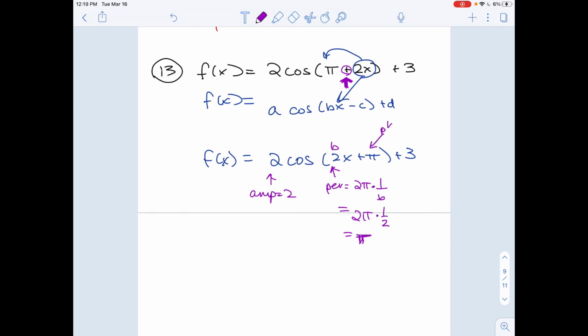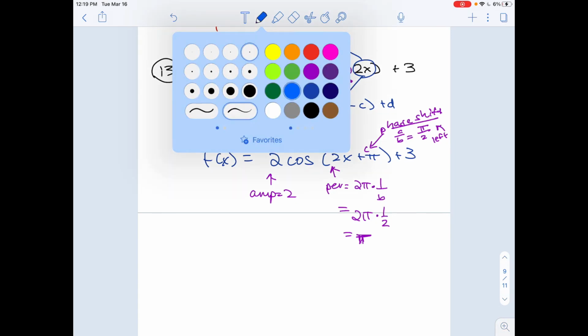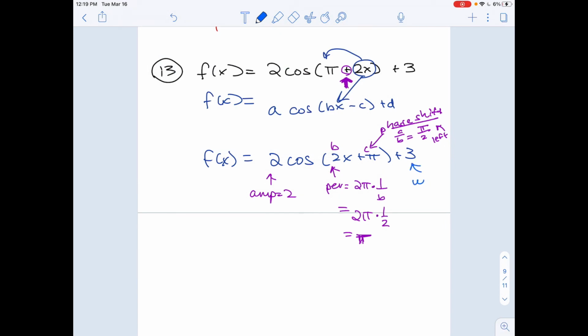And then this phase shift, remember this value of c, we also have to consider c over b, which in this case is pi over 2. So everything's going to be shifted to the left, because if it's positive pi over 2, it's going to the left by pi over 2. And then the last thing we have to look at here is 3, which everything goes up by 3. So we have a lot of changes happening here. So let's go ahead and go through some of that.